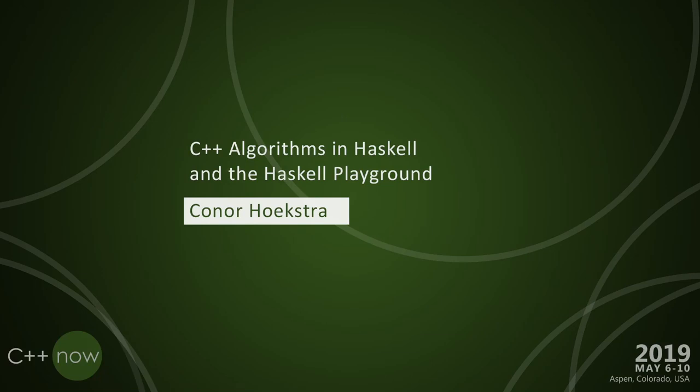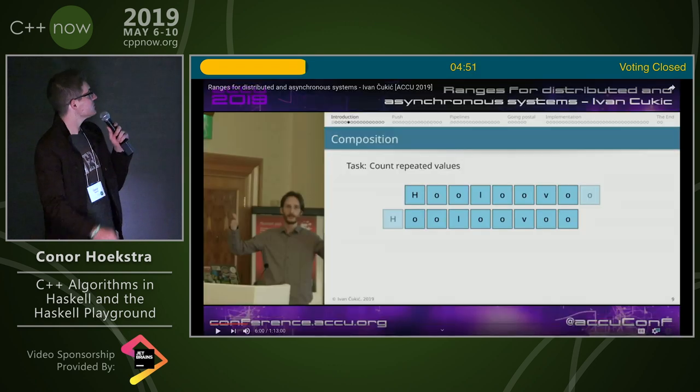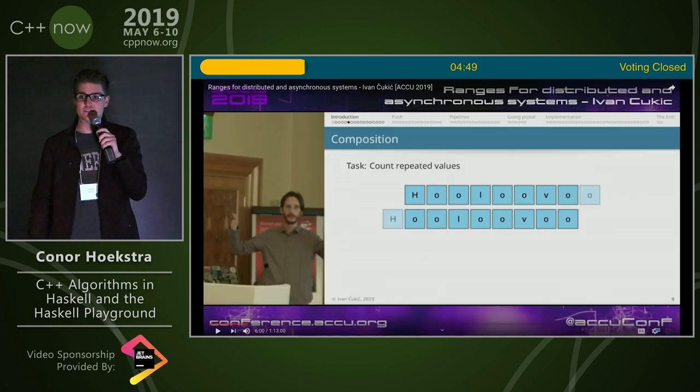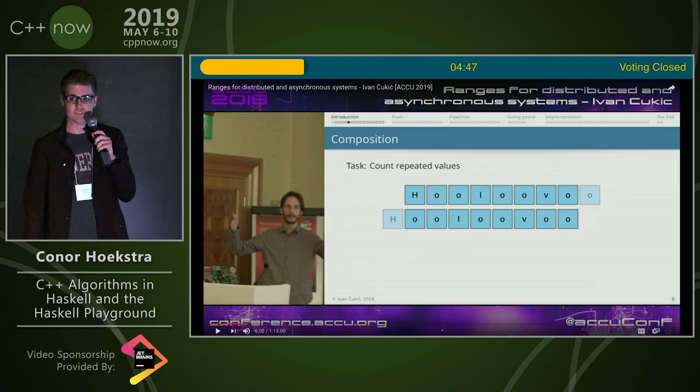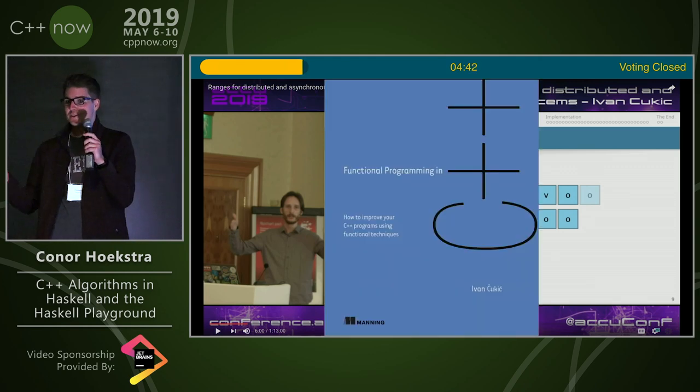Hi, my name's Connor, and I'm going to be doing a lightning talk on how easy it is to code C++ STL algorithms in Haskell. So recently there was a talk at ACCU 2019 given by Ivan Kucic, who wrote the book Functional Programming in C++, which I haven't read, but I've heard really good things about.